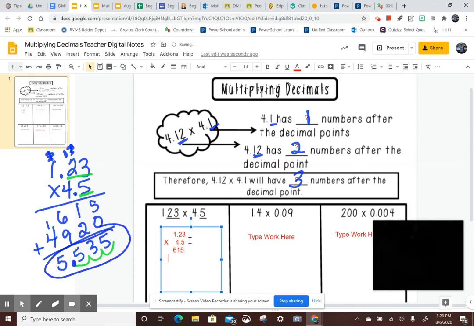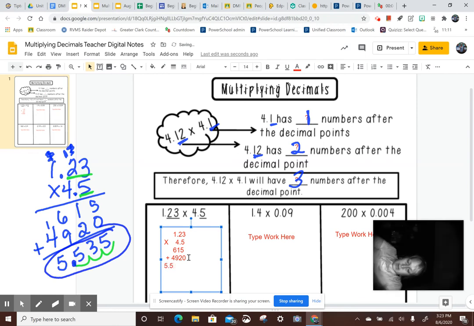And the next one is 4920. Kind of trying to line those up so that we can tell what we did. Might even go back and put a little plus so that the teacher knows that I knew what I was doing. And I'll put my final answer down here. 535 thousandths. Those are my answers.